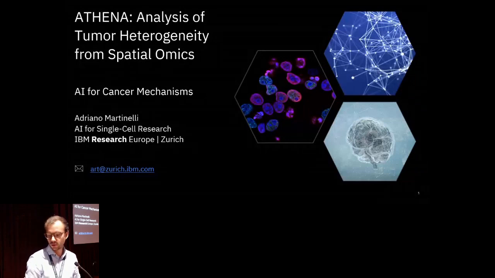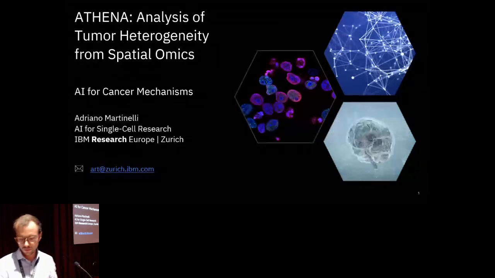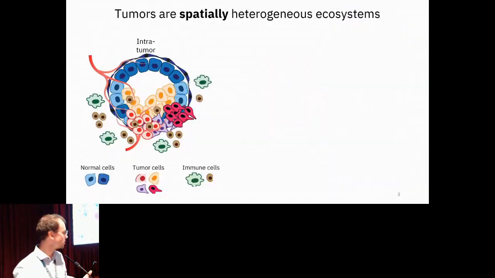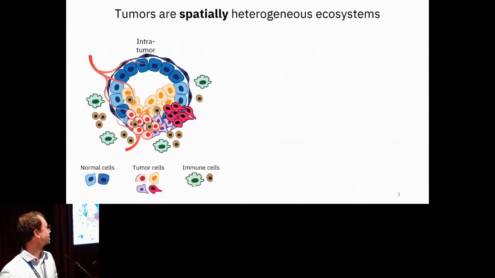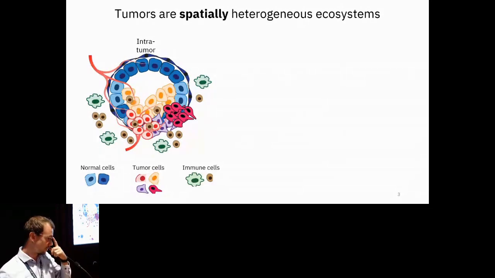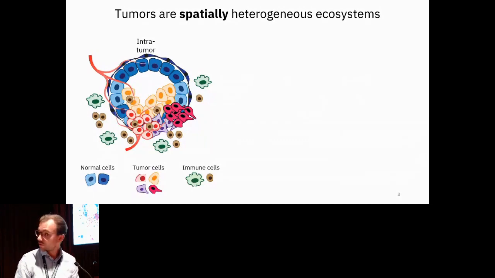And today I would like to present to you a tool that we developed called Athena to analyze tumor heterogeneity in spatial omics datasets. And as we already have seen in previous talks, we have these new spatial omics technologies that enable us to analyze tissue samples while preserving the tumor architecture, or the spatial architecture of the sample. And here you see now an example of a tumor that is depicted with different cell types that are in the tumor.